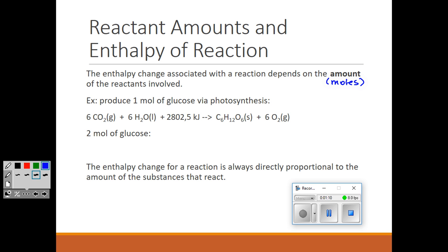So yesterday we saw the reaction for photosynthesis, and so I've repeated it here. In this particular reaction, I'm producing 1 mole of glucose. How do I know there's 1 mole? Well, there's no coefficient in front of glucose. That means that technically it's a coefficient of 1. So the number of moles of a substance could be determined by its coefficient in a balanced reaction.